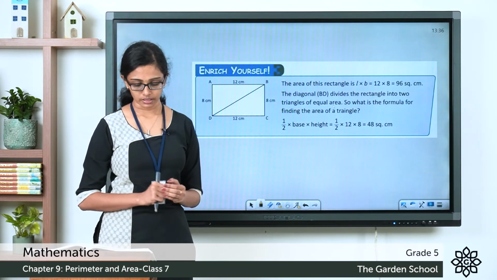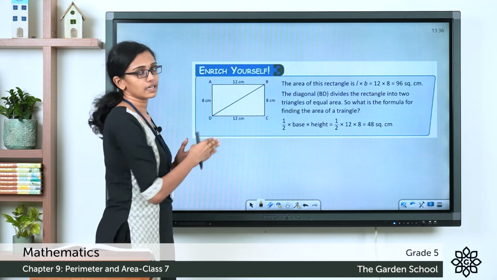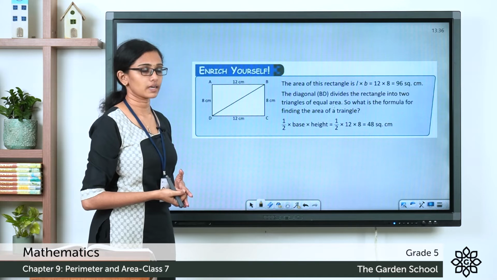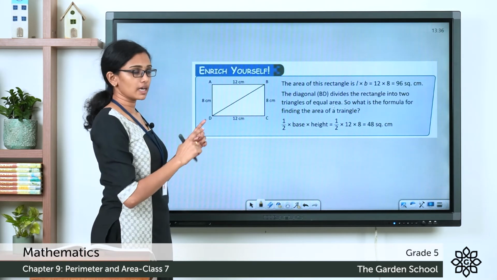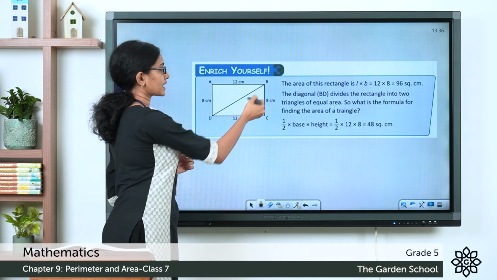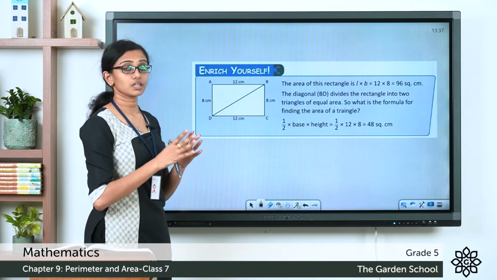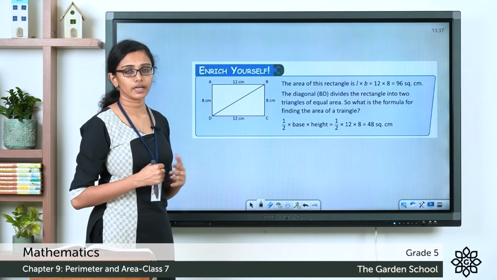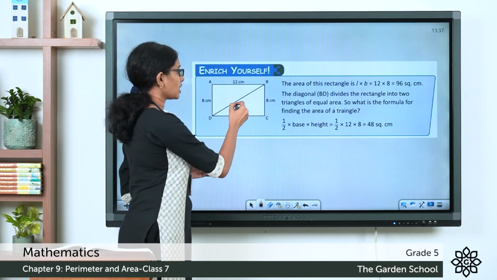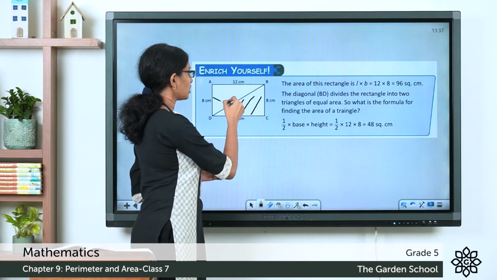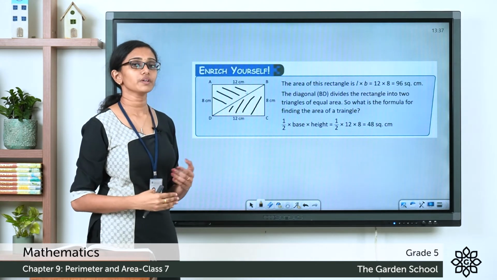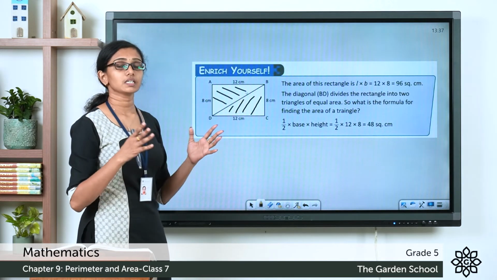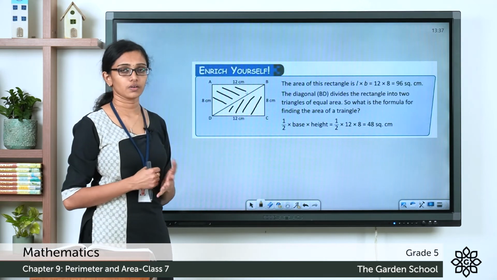Now, I'll explain to you what this means. See, you can see a rectangle here and it has got a length of 12 centimeter and 8 centimeter as the breadth. Now, this rectangle has this diagonal DB or diagonal BD, and this diagonal is dividing this rectangle into two equal halves or two equal triangles. Now, to find out the area of a triangle here, either this one or this one, what we used to do, we used to find out the area of the rectangle and then we divide it into half to get the area of the triangle, right?